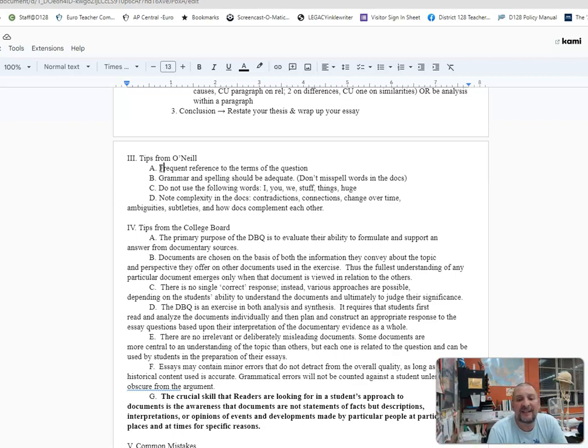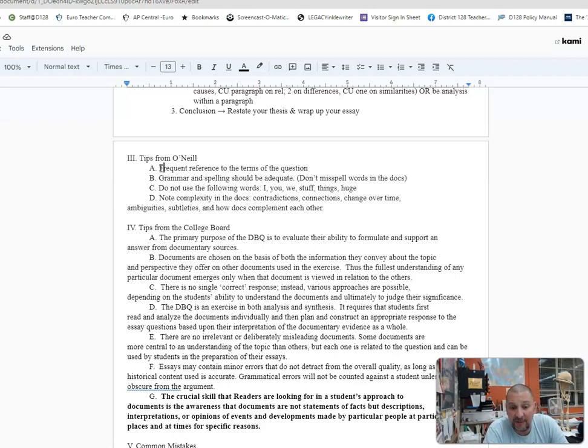Note complexity in the documents. Do some of the documents contradict each other? Are there connections between them? Do you see a change over time in the documents? The documents will always go in chronological order from earliest to most recent. Are there ambiguities, subtleties? How do the documents complement each other? Looking for those things really shows the reader that you paid attention and you understand these things.